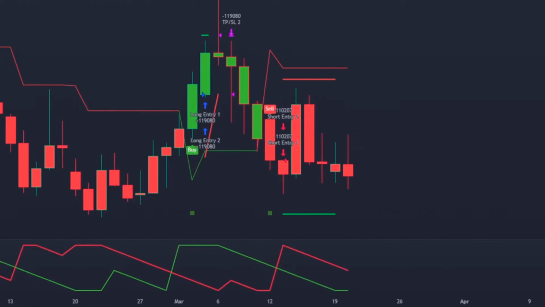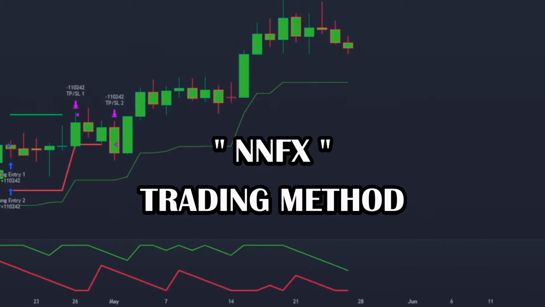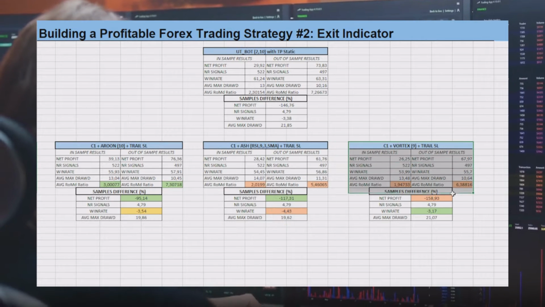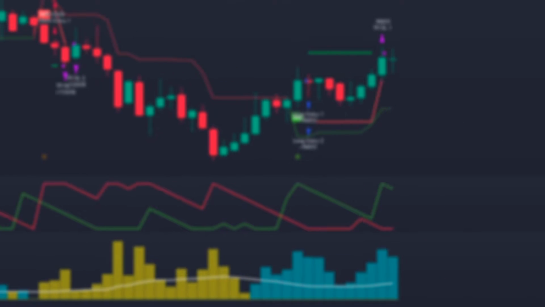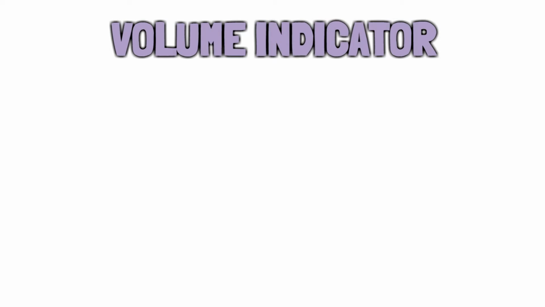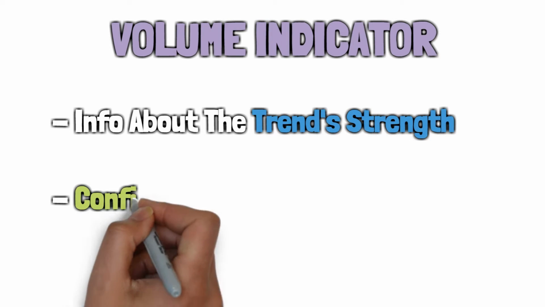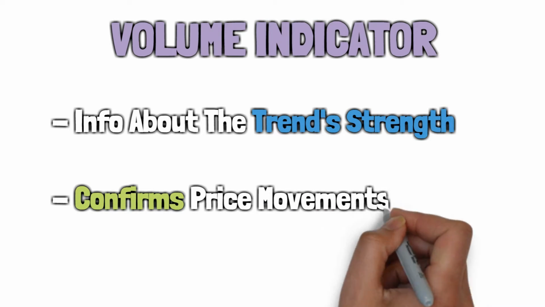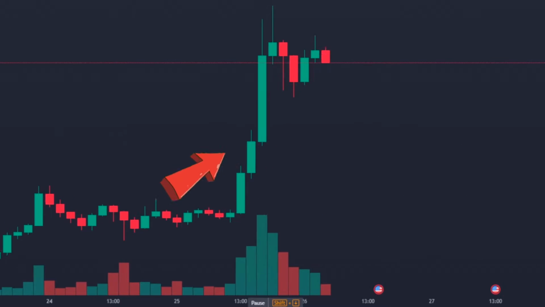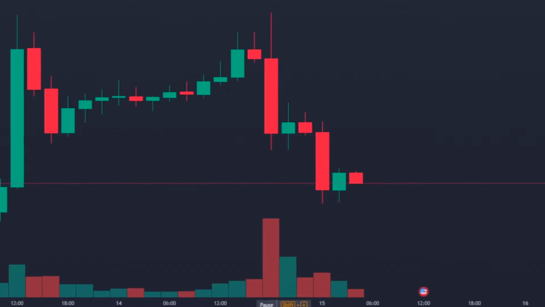As I mentioned in the first episode, I am creating this forex strategy based on the NNFX trading method. And so, according to NNFX, after backtesting and choosing our exit indicator, we should start our backtests on volume indicators. A volume indicator is an indicator that has the simple purpose of identifying the strength of market trends and, for this reason, confirming price movements. And how? When there is a high volume of trades during a price increase, it indicates that the bullish trend is likely to continue, and the same applies to bearish trends.